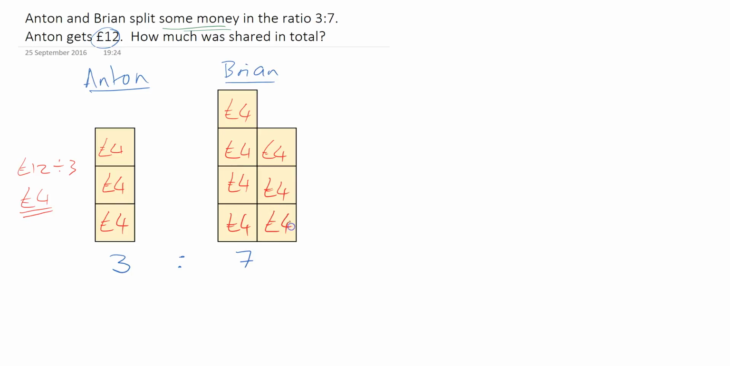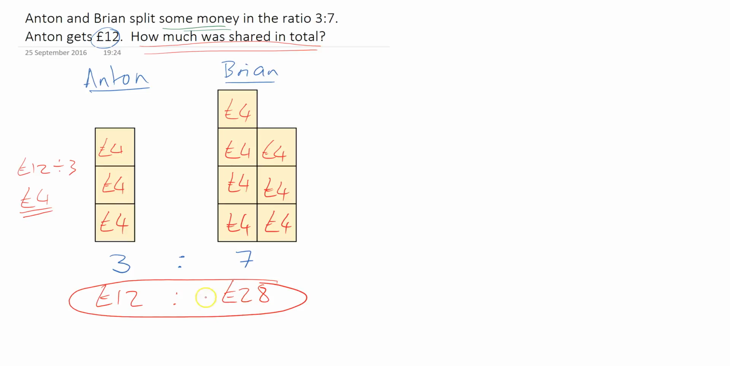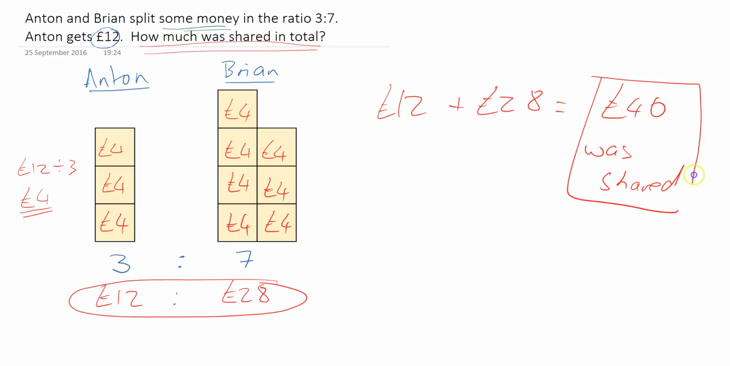And once we've done that, we can then see that the total Anton got was £12, and the total that Brian got was £28. So the question itself, and sometimes it will ask you different things, it might ask you how much did Brian get, but in this case it's asking us how much was shared in total. So the total is just the sum of everything that was shared. In this case that's the £28 plus the £12, which tells us that a total of £40 was shared. So be very careful and watch out for those types of questions.